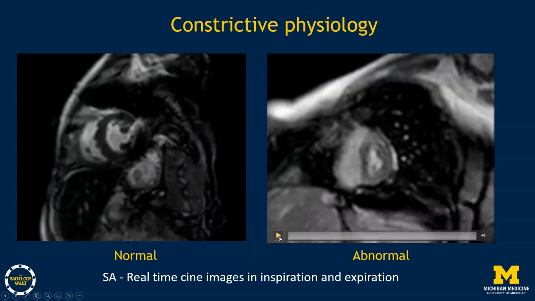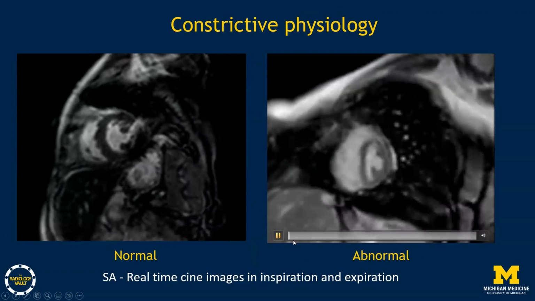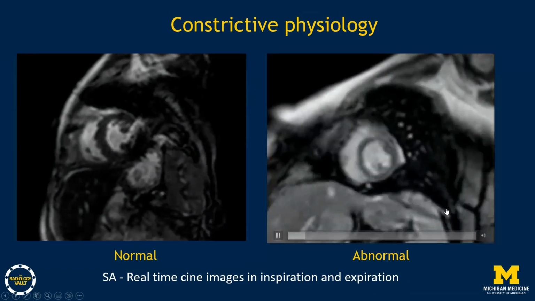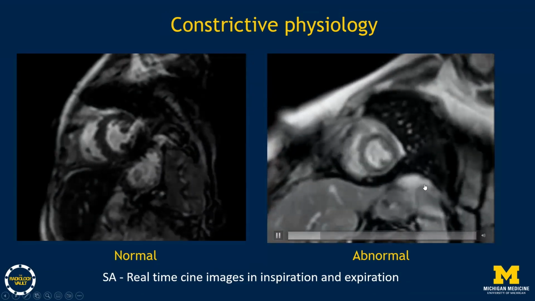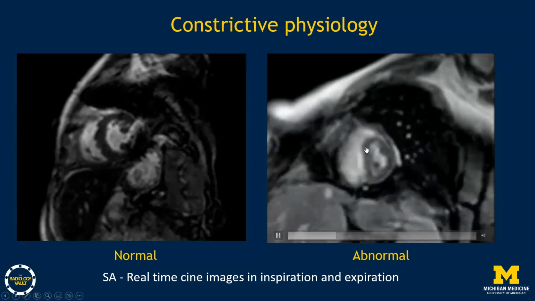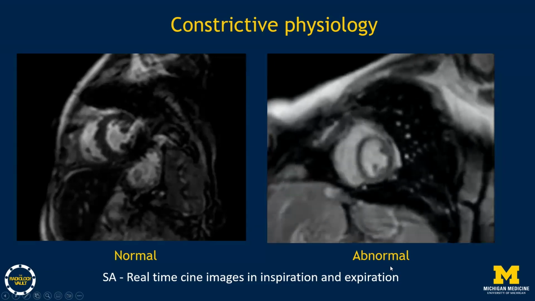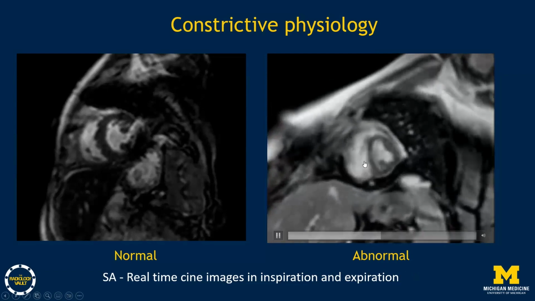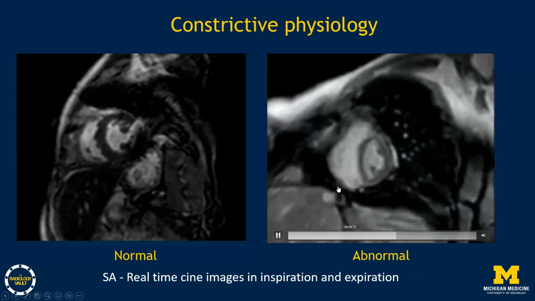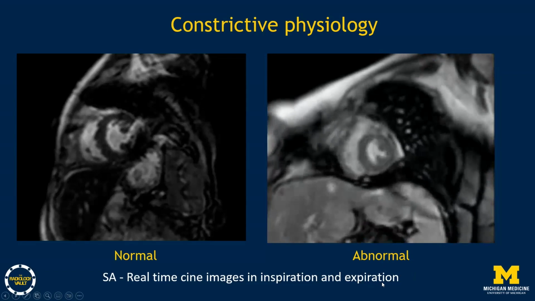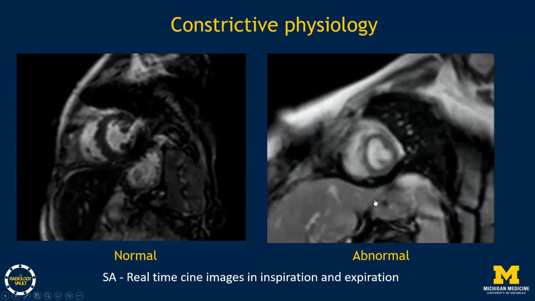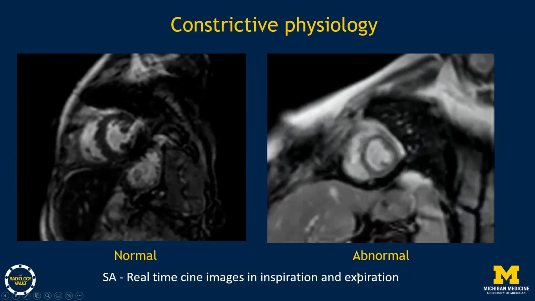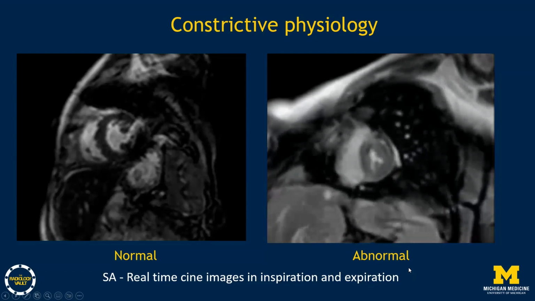Now, in this abnormal image, you will notice that with inspiration, when the diaphragm moves down, the interventricular septum becomes flattened or even convex towards the left side. This is due to increased right-sided pressures with increased venous return during inspiration and relaxation against a stiff pericardium.